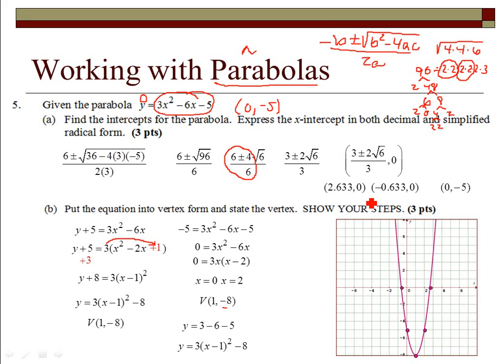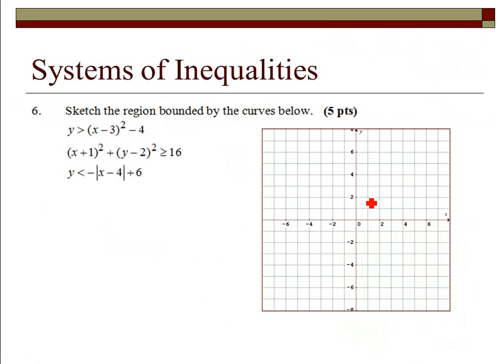Question number 6 deals with systems of inequalities. Okay, so we're going to sketch the region bounded by the curves below. So we're going to take them one at a time. We have y is greater than x minus 3 squared minus 4. So I think about my vertex. My vertex is at 3, -4. I plot that point. It is a positive parabola, so I'm going to have it open upward. And since I don't have equals, I'm going to make it with a dashed line.